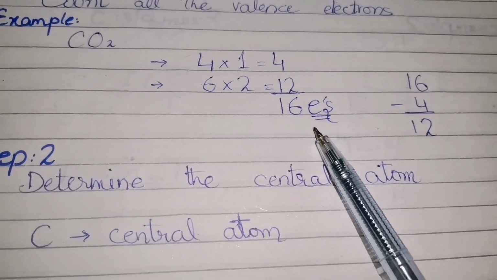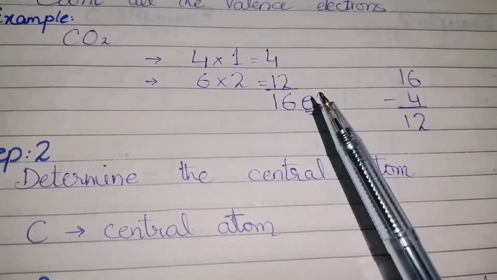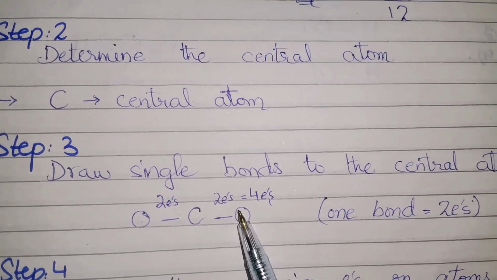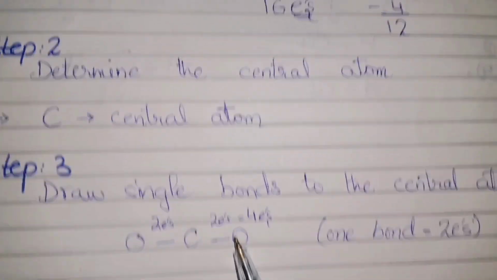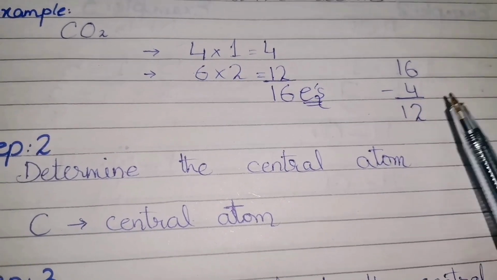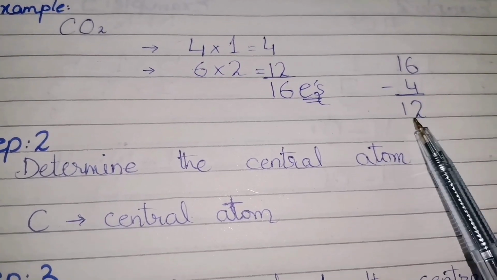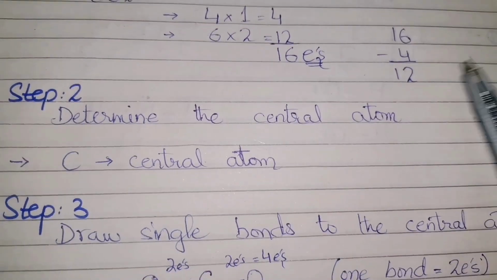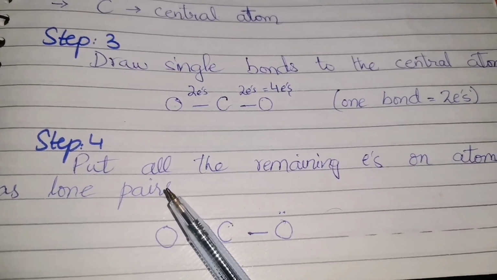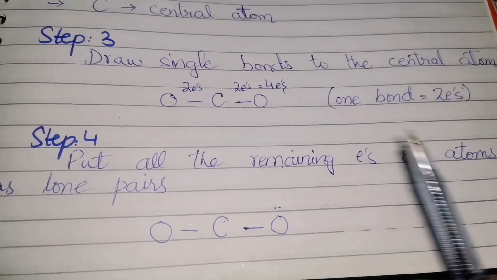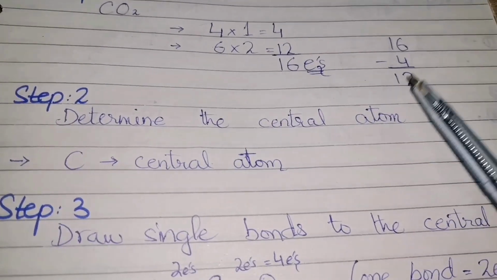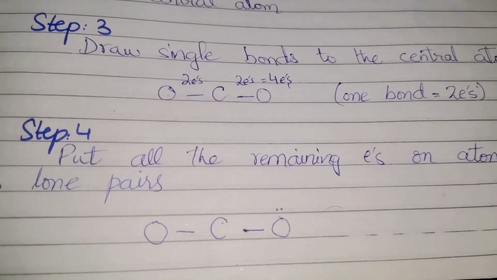So from the total electrons, which we have 16 electrons, we will minus the 4 electrons that we used over here in the bonding, right? When we will subtract this 4 from 16, we will get 12. Now how many electrons are left? Only 12 electrons. Now let's see what this step 4 tells us. Step 4 tells us to put all the remaining electrons on atoms as lone pairs. How many electrons we are left with? 12 electrons. Let's see over here.